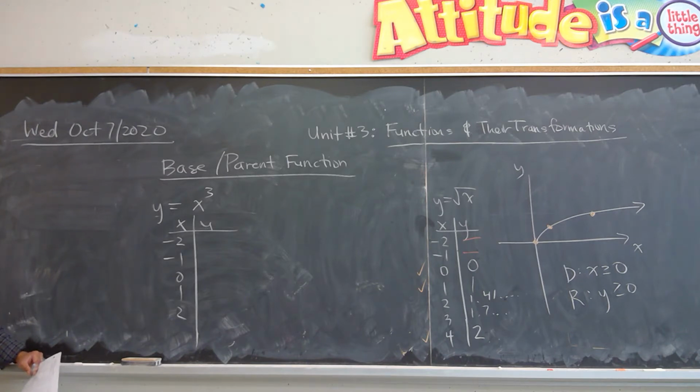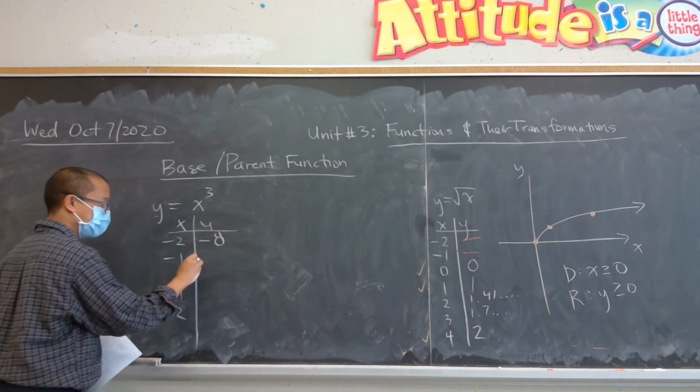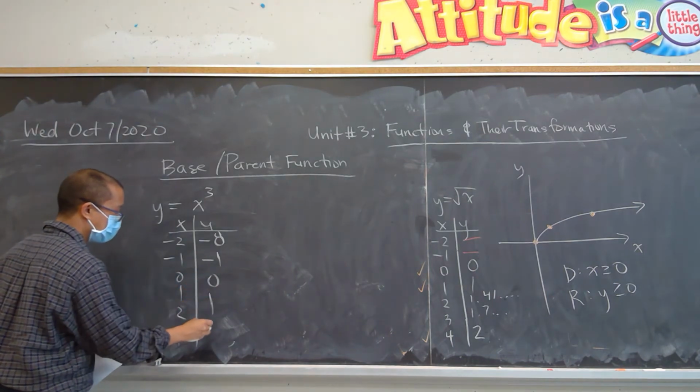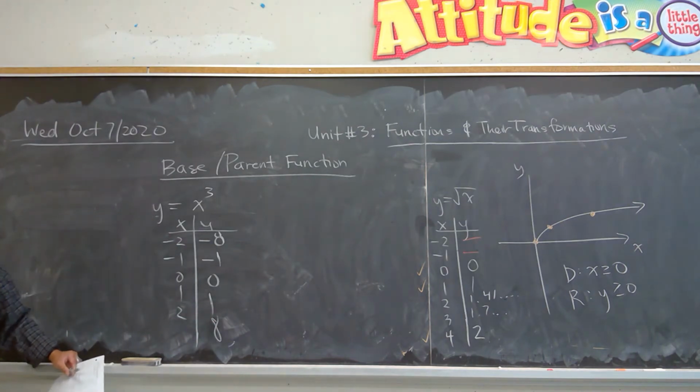Any volunteer? Flora? -8. -8 is correct. -1. That is correct. 0. Nice. 1. Yeah! So again, don't feel bad. You're not meant to memorize these, but eventually some of you will.